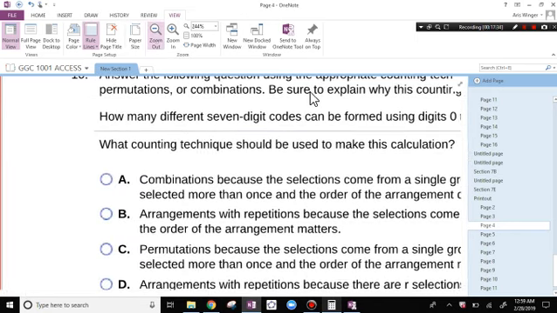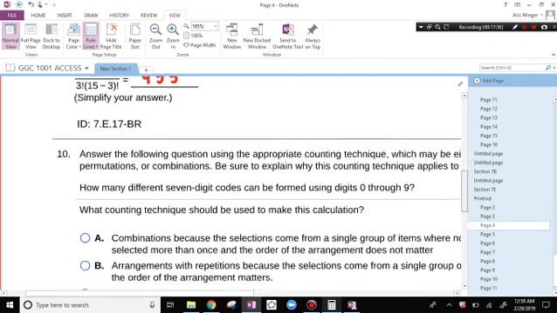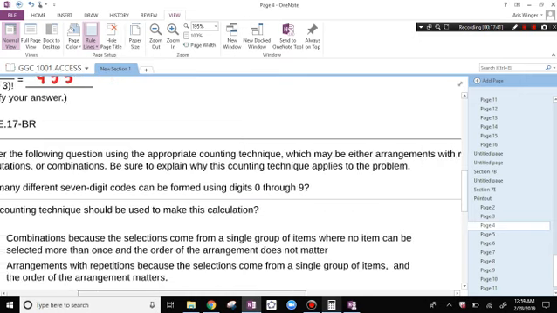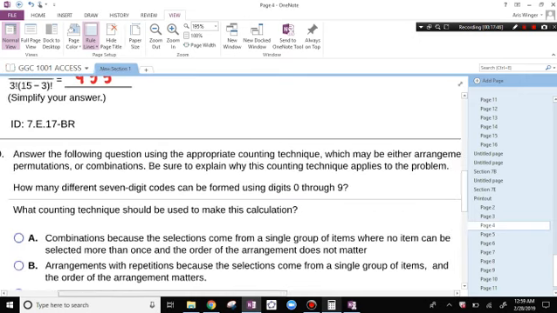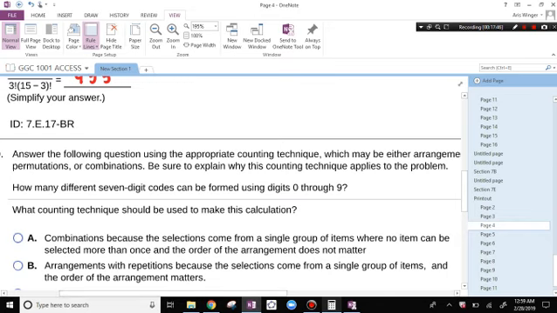Let's zoom out a little bit. How would we do this? Answer the following question using appropriate counting technique, which may be either arrangements with repetitions, permutations, or combinations. Be sure to explain why this counting technique applies to the problem. I've got a 7-digit code, and I can use the digits from 0 to 9, and it looks like I can repeat.